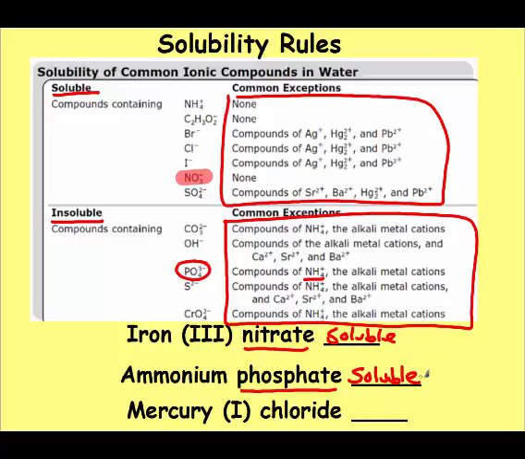And the last one, mercury 1 chloride. Here's chlorides. And chloride should be soluble unless it's with silver, mercury, or lead. Well, it's with mercury, therefore it will be insoluble.